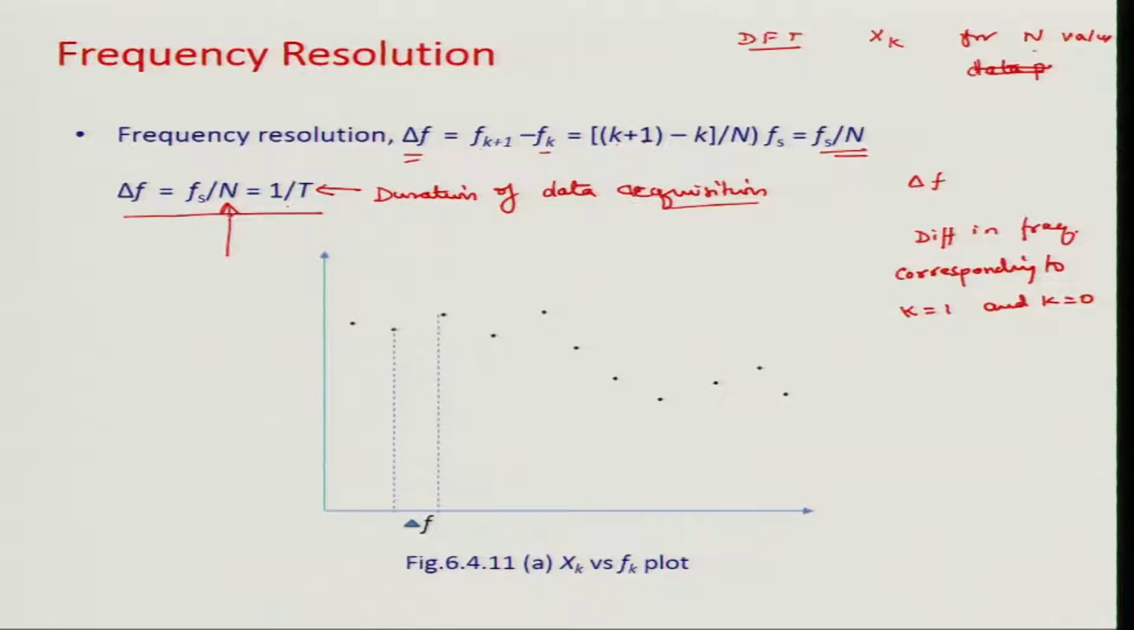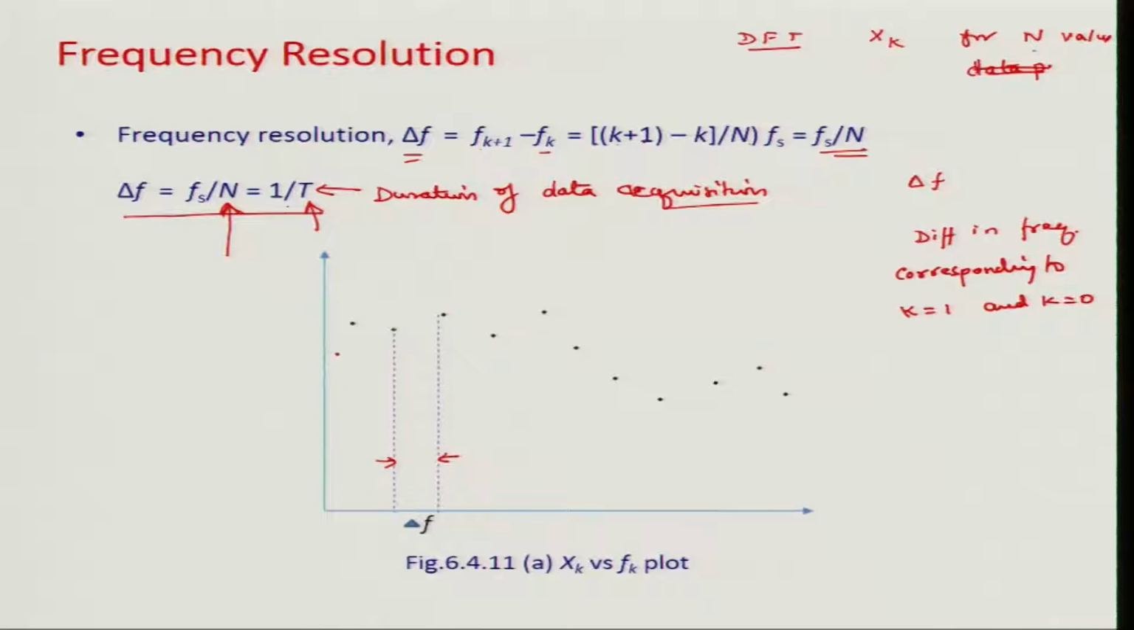What it means is that if I increase my time period or the number of points, then this distance delta f will become narrow. So, I will get more frequency. There may be some frequency which I may miss out if n is small, but if I want to capture that particular frequency, I have to narrow this delta f, and I can narrow it by increasing the number of points, which essentially means that the duration of data acquisition has to be long.